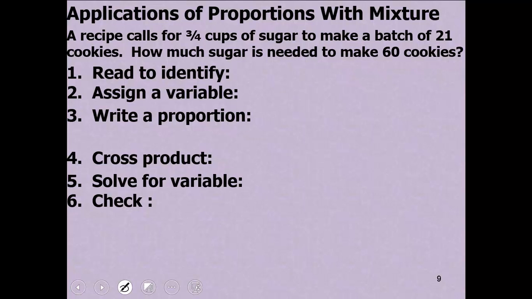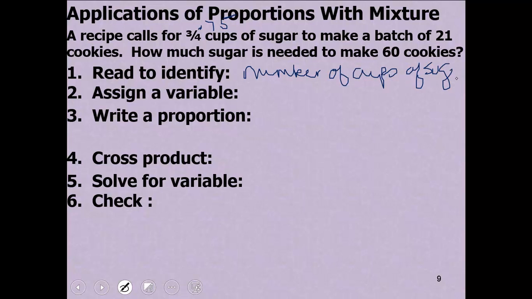All right, our recipe calls for 3/4 cup of sugar to make a batch of 21 cookies. How much sugar is needed to make 60 cookies? So this is just a shy, 21 is just under 2 dozen cookies, and this is 5 dozen cookies. So for this particular problem, I'm going to take 3/4 and write it as a decimal, right? I'm looking for the number of cups of sugar.